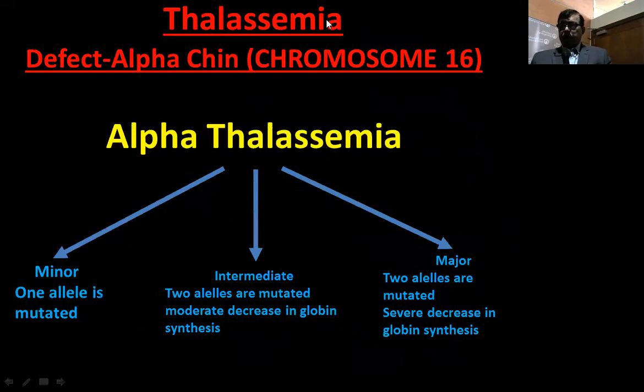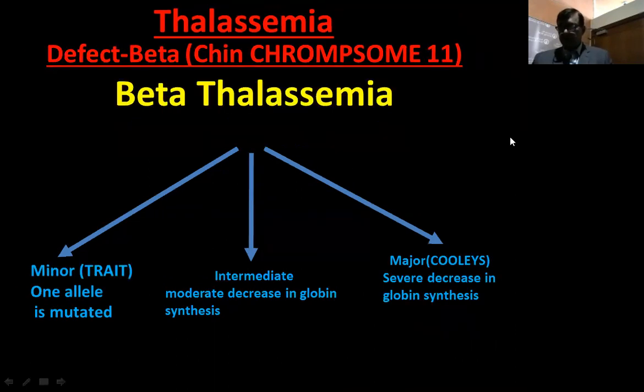If we speak about alpha thalassemia, it can be minor, intermediate, or major. Minor means 1 allele is mutated. Major means 2 alleles are mutated. Intermediate is a moderate decrease, and here is a severe decrease. So each of alpha and beta is classified into minor, intermediate, and major. Beta thalassemia is the same, divided into minor, intermediate, and major, according to whether it is 1 allele or 2 alleles.